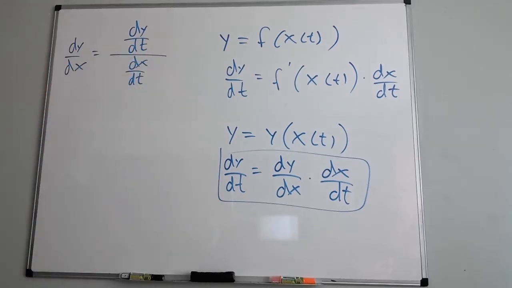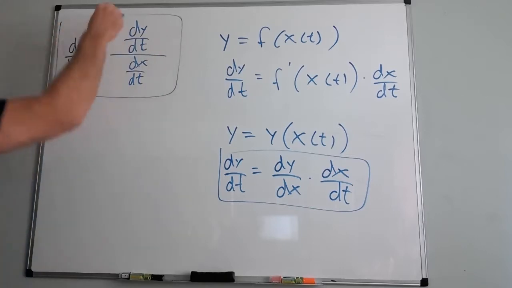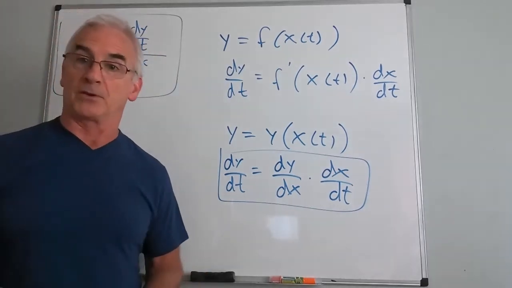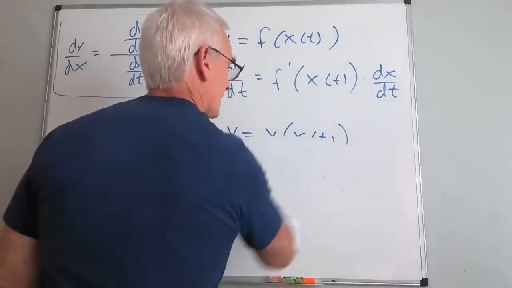And that's the magic equation. If x and y are both functions of t, then on the xy plane, dy/dx is simply this quotient. And that's rarely going to be a difficult thing to do. Okay, so let's do some examples of that.